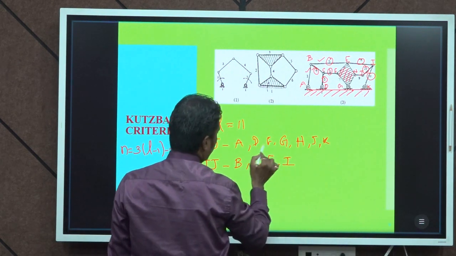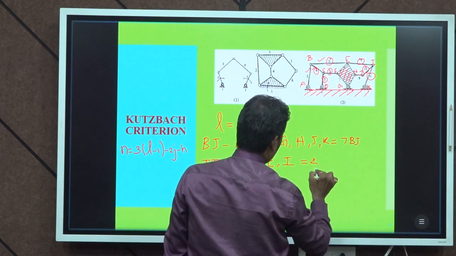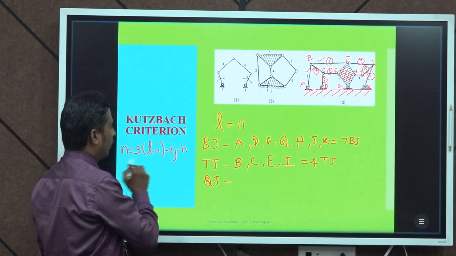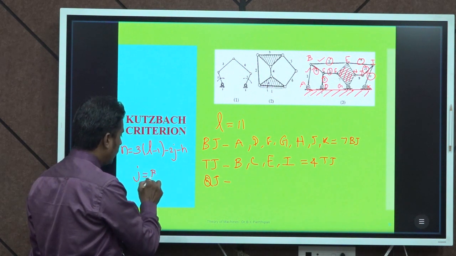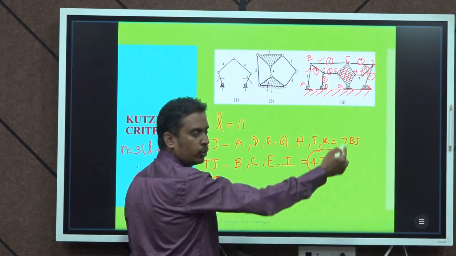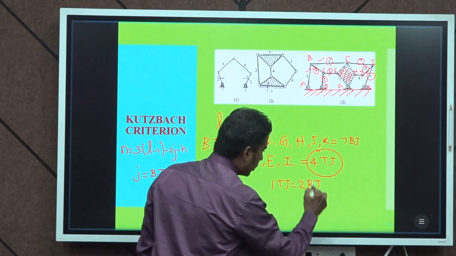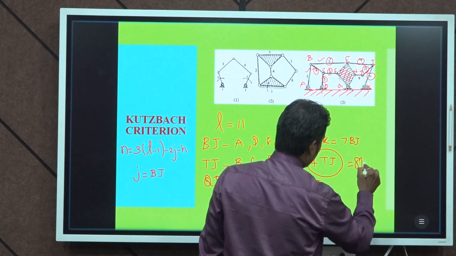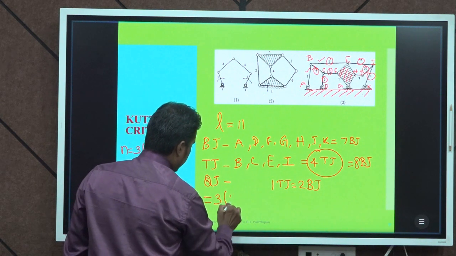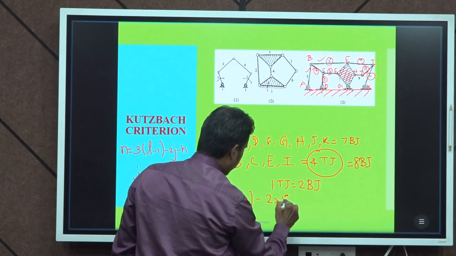So, in this case we have 7 binary joints and 4 ternary joints. While determining the degrees of freedom, we have to convert all the joints into binary joints. We all know that one ternary joint is equal to 2 binary joints, that means 4 ternary joints equal 8 binary joints. Now, substitute in this formula, n is equal to 3 into (L minus 1) minus 2 into (7 plus 8, which is 15) minus 0.